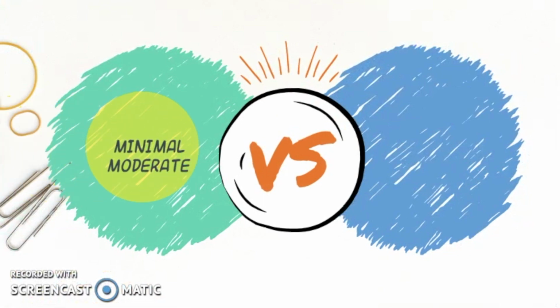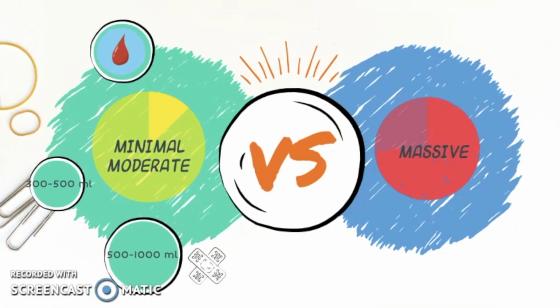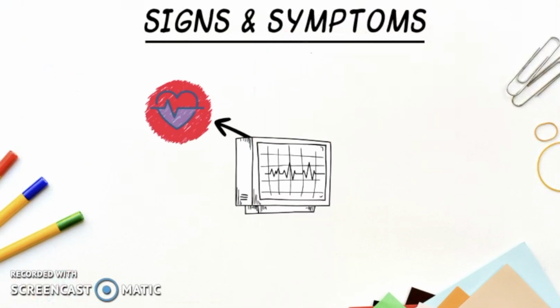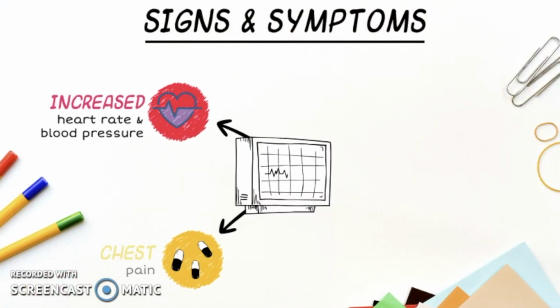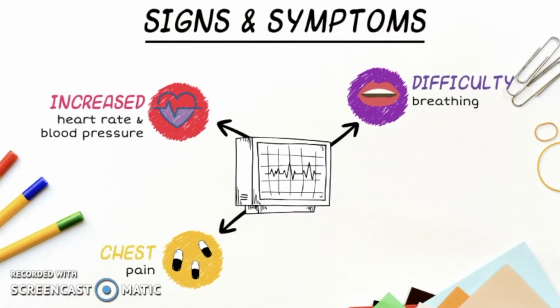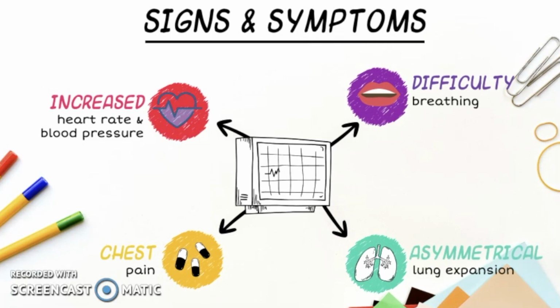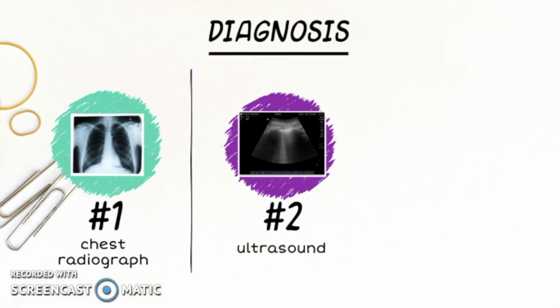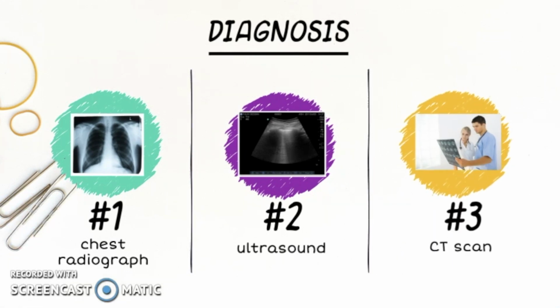A minimal hemothorax is 300 to 500 milliliters of blood, while a moderate is 500 to 1,000, and a massive is over 1,500 milliliters of blood. Signs of hemothorax include increased heart rate, chest pain, dyspnea, and asymmetrical chest expansion. Diagnosis can be done through a chest radiograph, ultrasound, and CT scan.